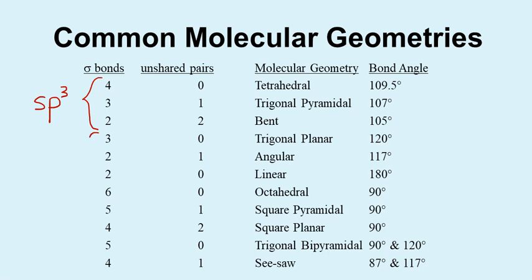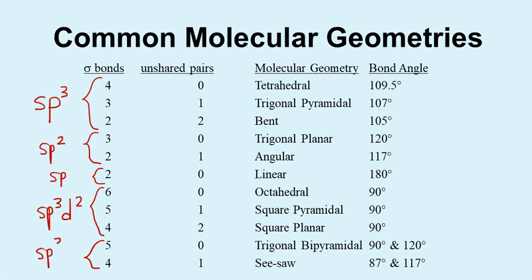We can do something similar for the next 2. Those have a sum of 3, so that would be sp2 geometry. Linear is a good example of sp geometry. And we have a few on here that are expanded octets, such as the next 3. All of those are sp3d2 geometries. And then trigonal bipyramidal and seesaw are both sp3d hybridization. And so if we look at this list, we can very easily determine the molecular geometry and bond angle of almost any molecular structure.